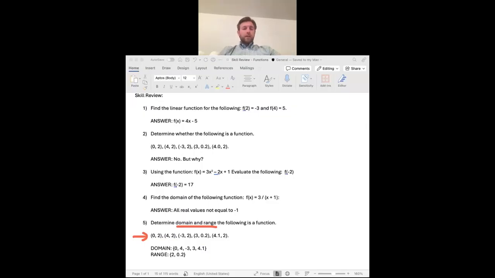What's the process for finding the domain? I guess we already did this one. What would you say? Oh, it's all the numbers for the x coordinate. Yeah, it's the x's: 0, 4, -3, 3, and 4.1. Right. And so the range is just the y values: 2, 2, 2. So there's only two different values.